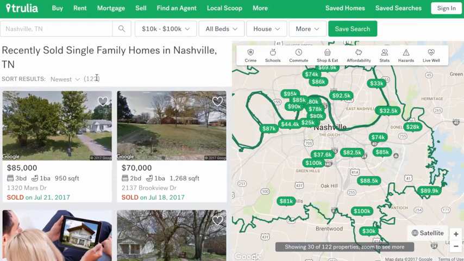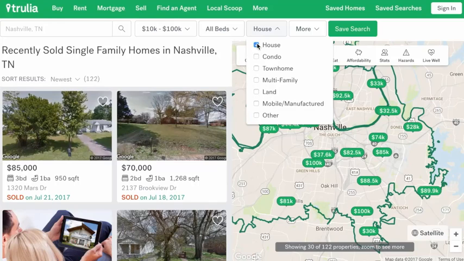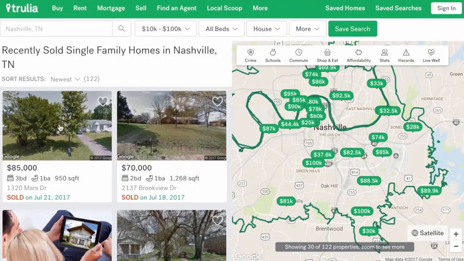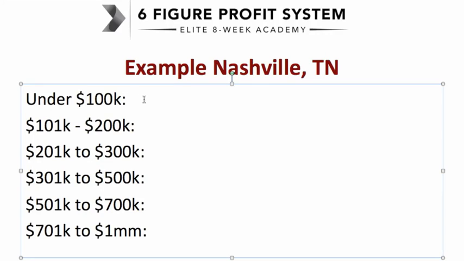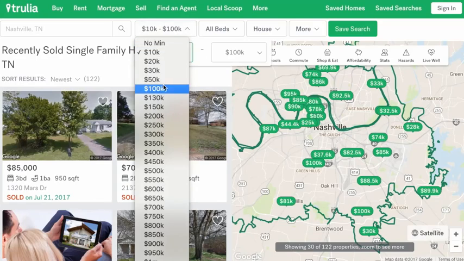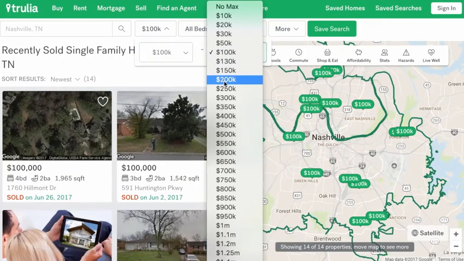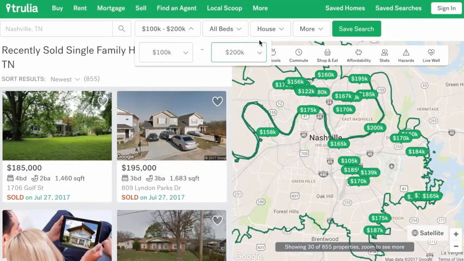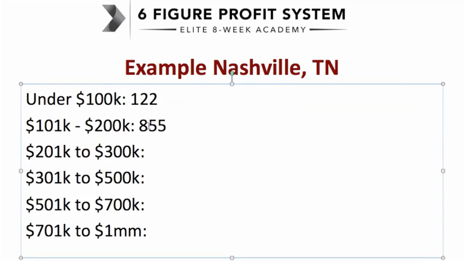Now, according to this, in the last 9 months from the date I'm doing this, there were 122 sold properties under 100,000 that are just houses, so we're not looking at condos and other stuff. That's 122, so I'm going to go back to my chart here, and I'm going to put 122. Now let's look at 100 to 200. Let's change our filter here to 100 to 200, and we're not going to change our other filters. There was 855, so let's put 855.